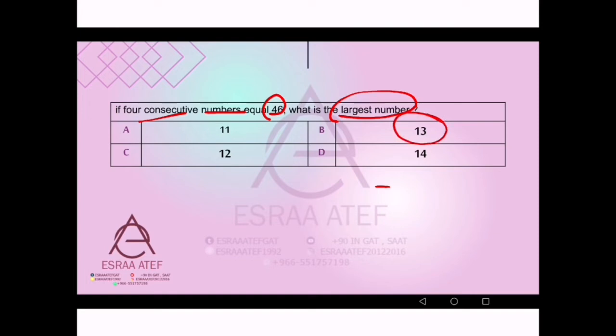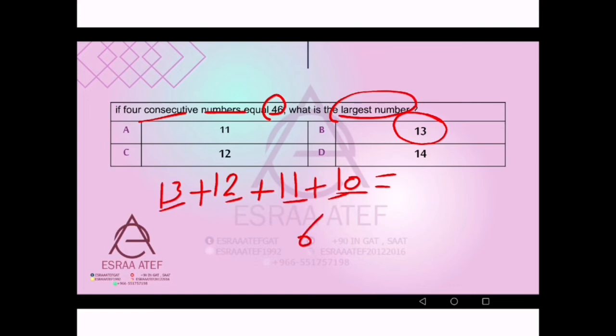If we take 13, we will take the 3 numbers before it, which is 12, 11, and 10, and then try them. 0 and 1 and 2, 3, and 3 and 3 is 6, 1 and 1 and 1 and 1, it will be 4. So the answer will be 46. So the largest one will be 13, the right answer.